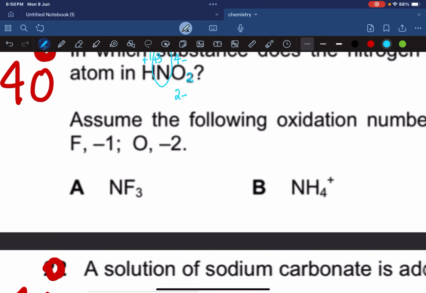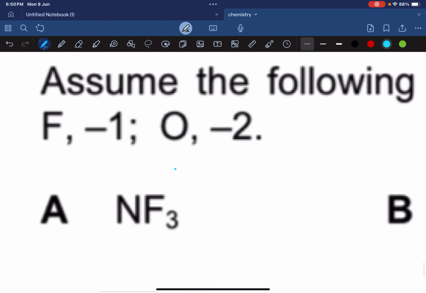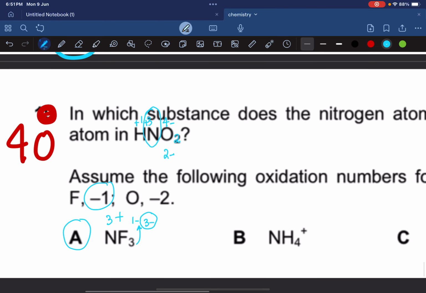And now I have to find somewhere where nitrogen is 3 plus. Over here, fluorine is 1 negative. They have told us. And we have 3 fluorine, so it's going to be 3 negative. To balance out a 3 negative, I need a 3 plus. Option A is going to be correct, because over here as well nitrogen is 3 plus, and over here as well nitrogen is 3 plus.